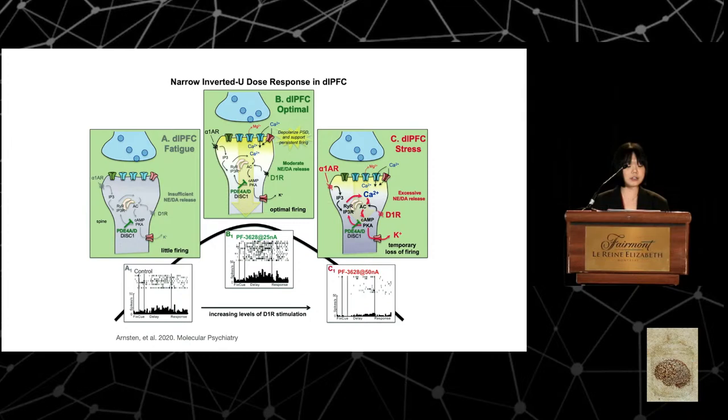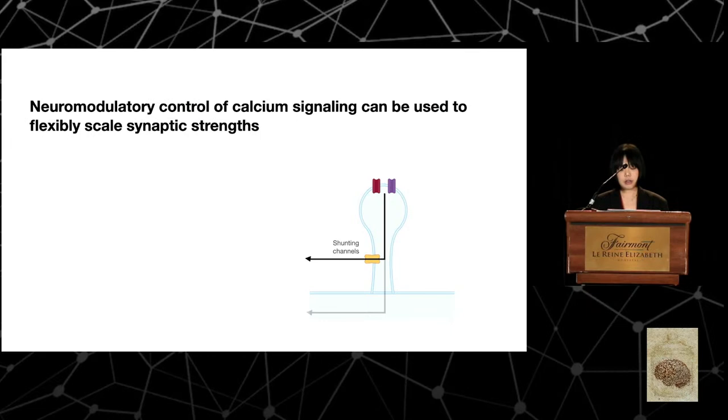So now we have a simplified picture of a spine where current from the synaptic input can either flow out through the spine neck and into the dendrite, then to the soma, or be shunted out through potassium channels. Ultimately, we want to test if the neuromodulatory control of calcium signaling can be used to control the shunting to flexibly scale synaptic strengths. We want to test this in conjunction with the notion that spines are electrically compartmentalized to see whether this neuromodulatory control is even biophysically plausible.